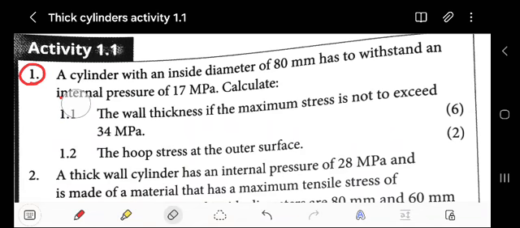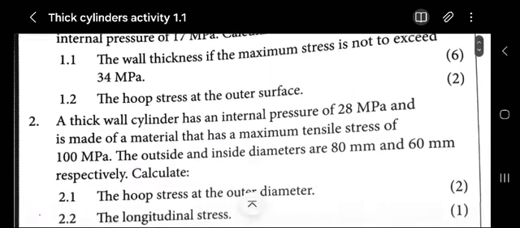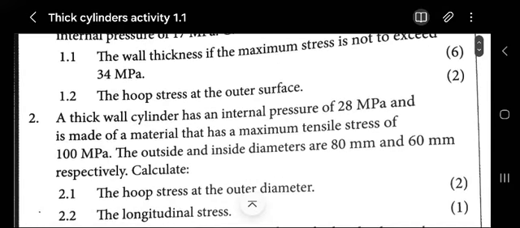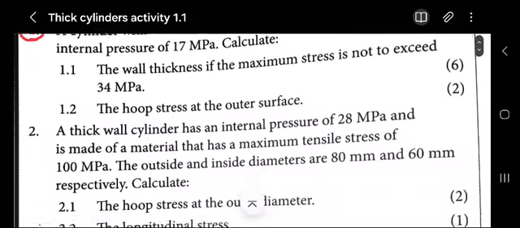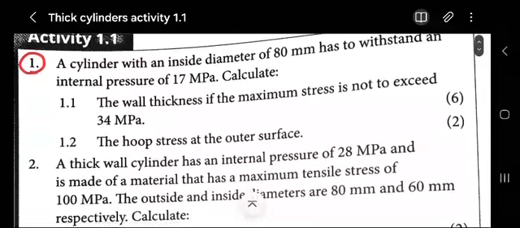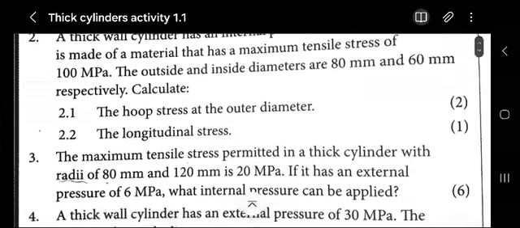Then question 1.2 says determine the hoop stress at the outer surface. So we have these questions here, guys. This is what we have.